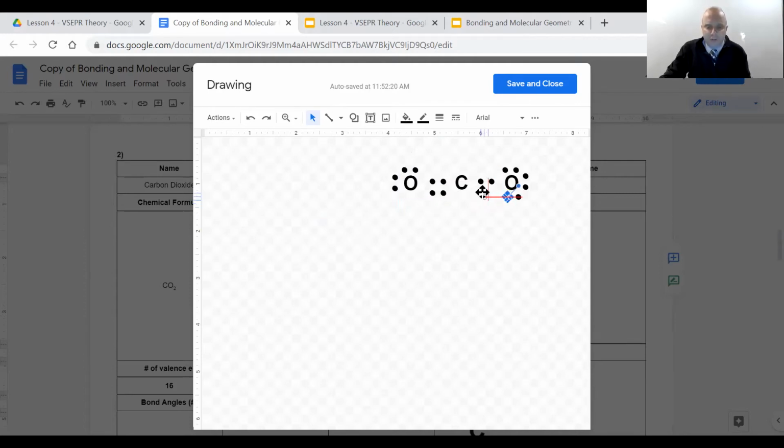If you can grab a single electron and move it, great. If you're unable to do that, then you might have to move the oxygen out of the way and then move it back at the end. All right, so now we have created double bonds. And basically that means 4 electrons are being shared instead of just 2.